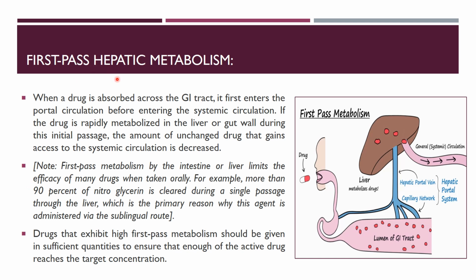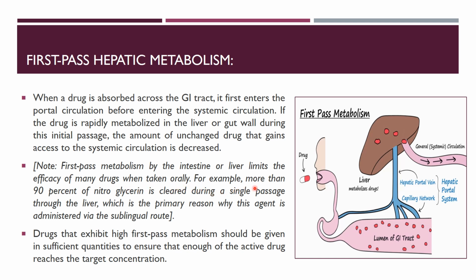First pass hepatic metabolism. When a drug is absorbed across the gastrointestinal tract, it first enters the portal circulation before entering the systemic circulation. If the drug is rapidly metabolized in the liver or gut wall during this initial passage, the amount of unchanged drug that gains access to the systemic circulation is decreased. Note, first pass metabolism by the intestine or liver limits the efficacy of many drugs when taken orally.